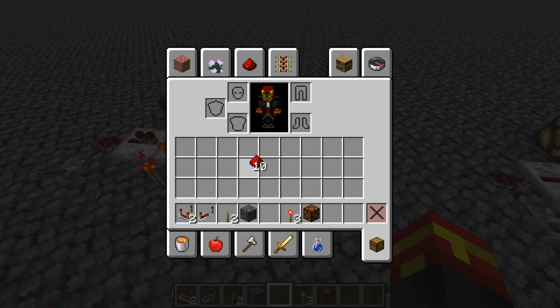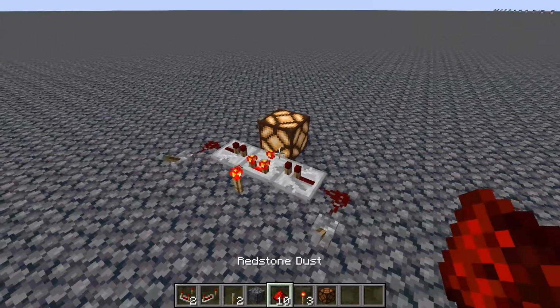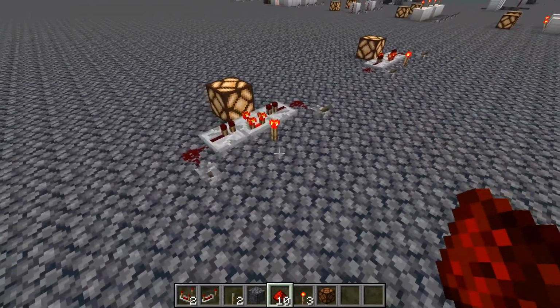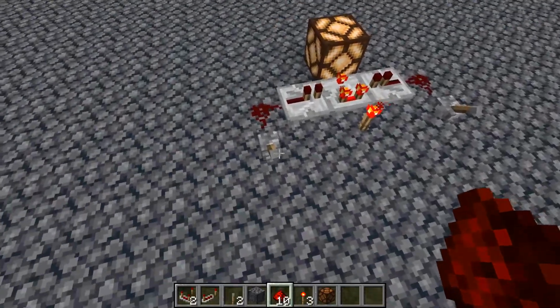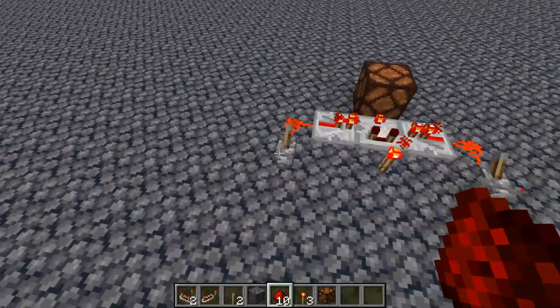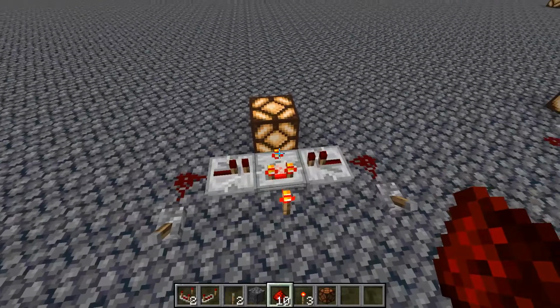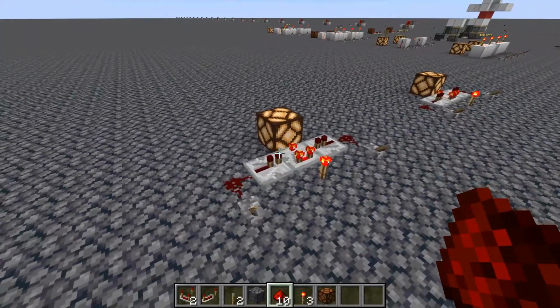I must have caught it by accident, but there we go. As you can see, that is the gate done. And as you can see, as soon as you activate any of the inputs, the gate actually turns off.